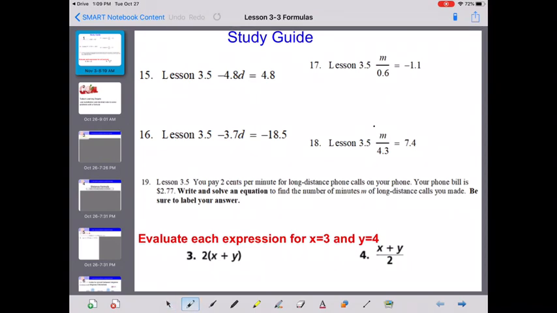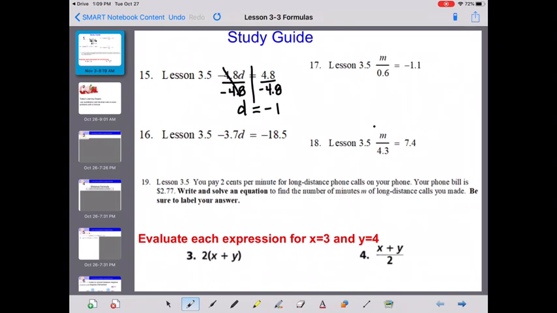All right, in this first problem, you need to do the inverse of multiplying by -4 and 8/10. So we will divide both sides by -4 and 8/10. And my answer is -1.